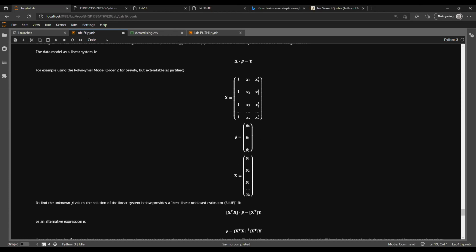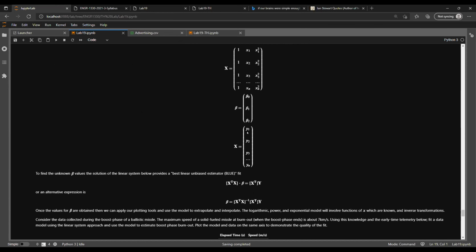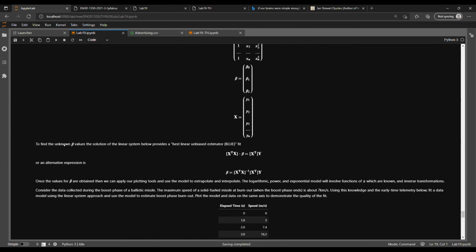So for the example, the polynomial model of order 2, we have x to the 0, which is 1, and x to the 1, which is x, and x to the 2, which is x squared. That's what we've got going on here. And then our coefficient vector and our y vector define the unknown coefficients, because we have our input measurements and our output measurements. To find the unknown coefficients, which is the solution of the linear system, we get what is called a best linear unbiased estimator fit.